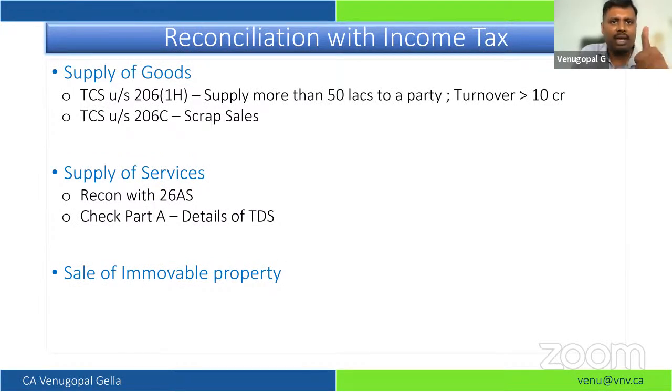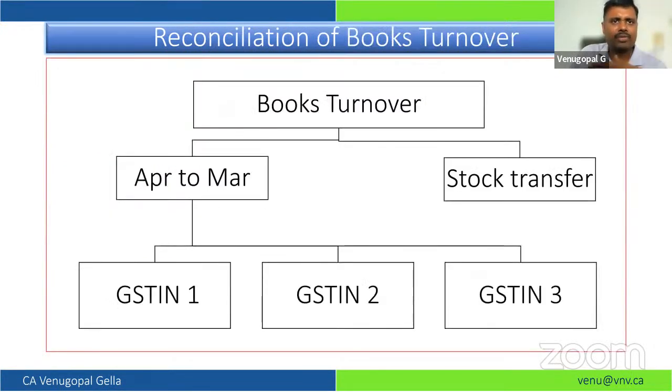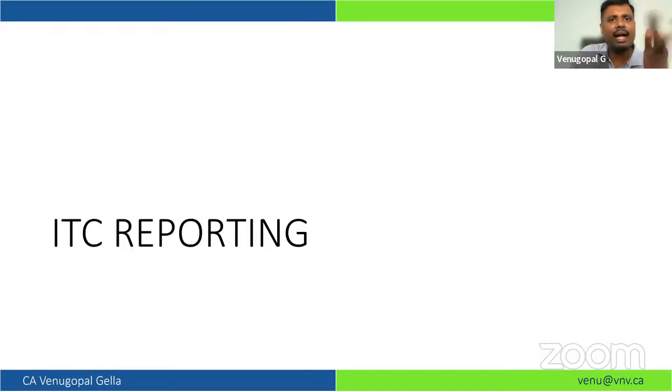reconcile with what I have filed in my income tax return, what is there in 26AS, all this data you will do. So the way you are doing is from the books data, you are segregating GST wise and making all this reconciliation reporting, right? So any questions on outward related before I move to input tax credit?